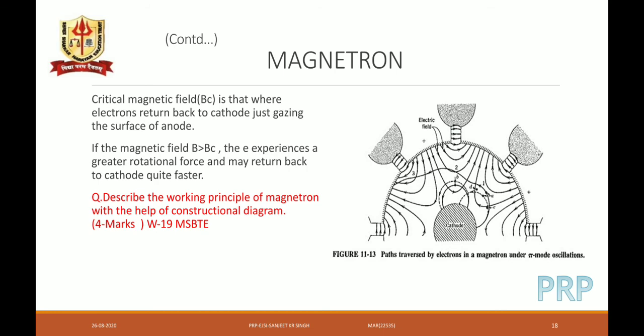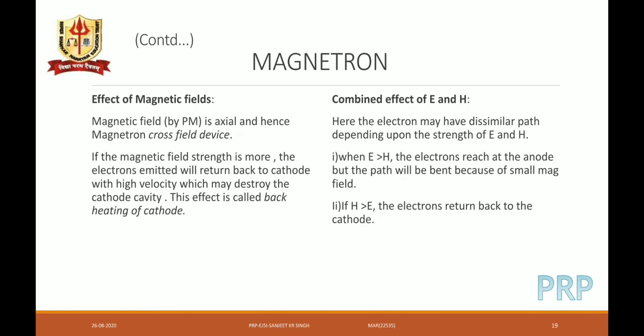So there was a question to describe the working principle of the magnetron with the help of the construction diagram in winter 19 MSBTE paper. So effect of the magnetic field: the magnetic field applied by the permanent magnet is axial, and hence the magnetron is called a cross field device. So name the cross field device, answer should be magnetron, cavity magnetron.